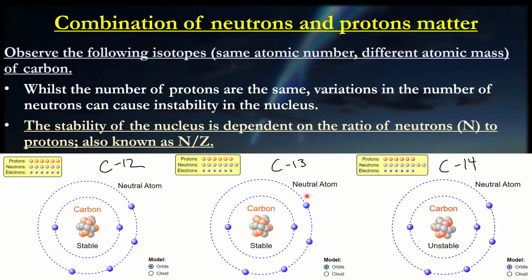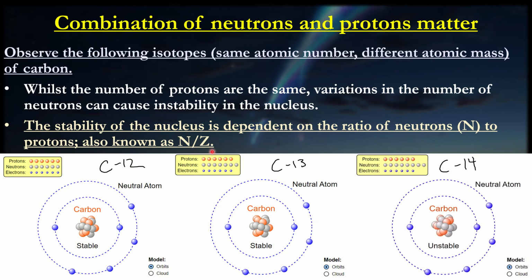You can see carbon-12 and carbon-13 are both stable, so the nucleus is quite stable here. You can see for carbon-14, though, the nucleus is unstable. What that can tell us is that the ratio between the neutrons, capital N, and protons, Z, will dictate how stable the nucleus is. We also call this the N-Z ratio.